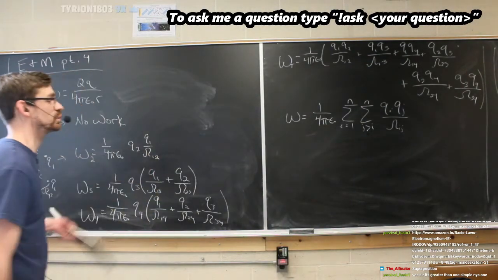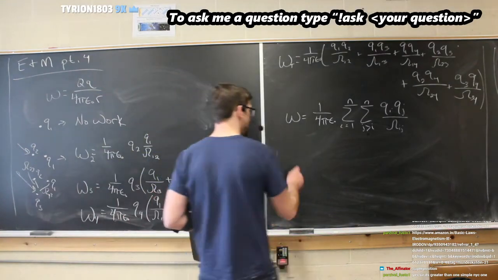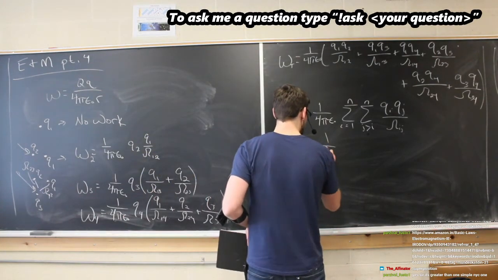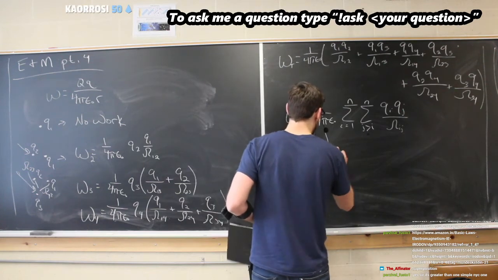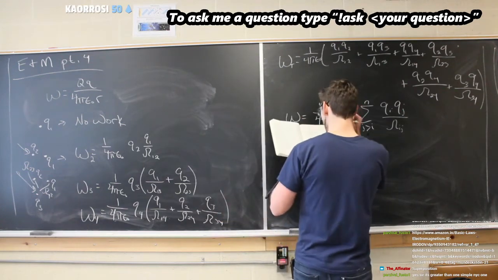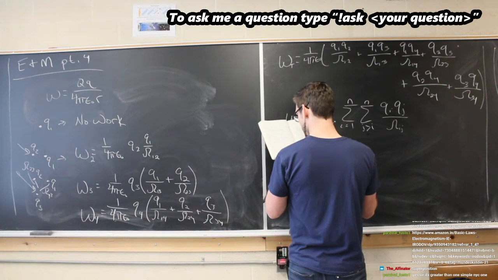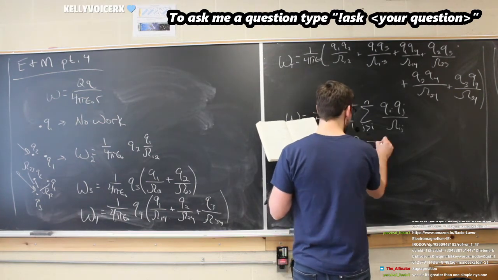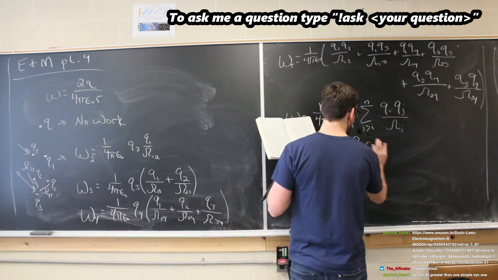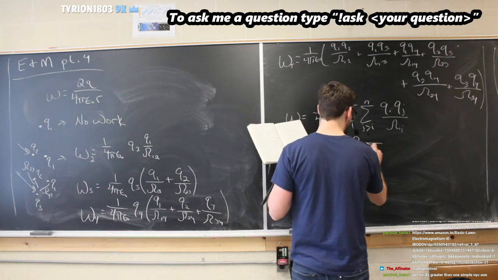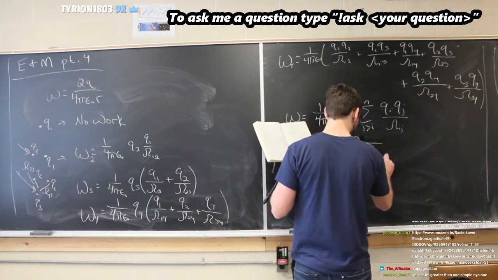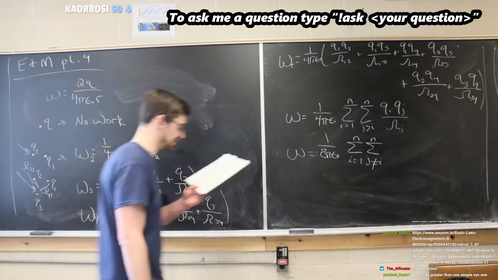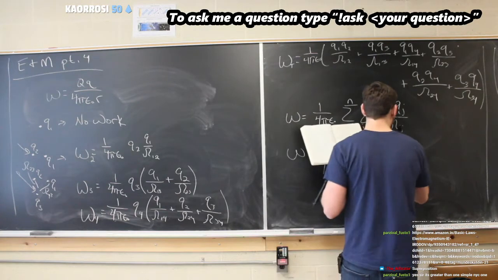Cool. So that's the way that this works. Now there's another way you can write it, and that is 1 over 8 pi epsilon naught, times the sum over i equals 1 to n, sum over j not equal to i, to n. Now this is the big difference. The last little bit stays the same.